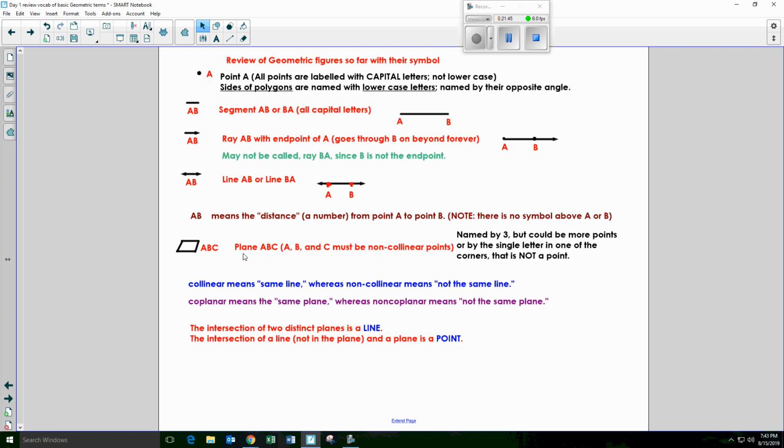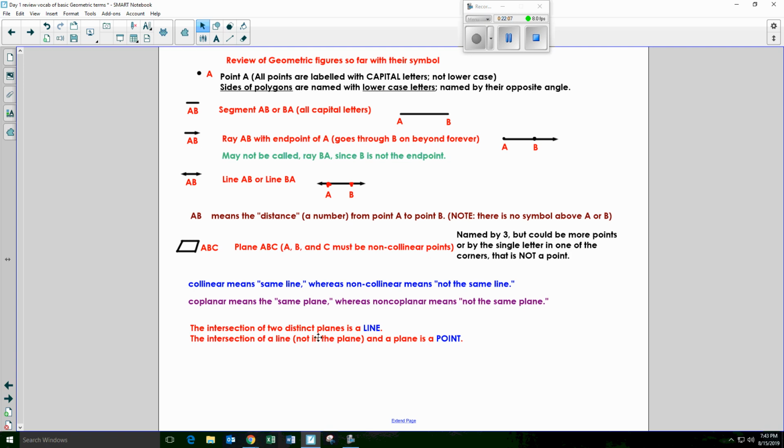And then here's plane ABC. As we talked about, it's got to be 3 or more non-collinear points, or a single letter in one of the corners. Collinear means same line, co meaning same, linear meaning line, whereas non-collinear means not the same line. Coplanar means the same plane, whereas non-coplanar means not the same plane.